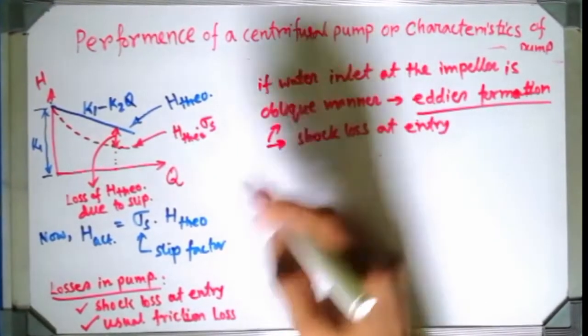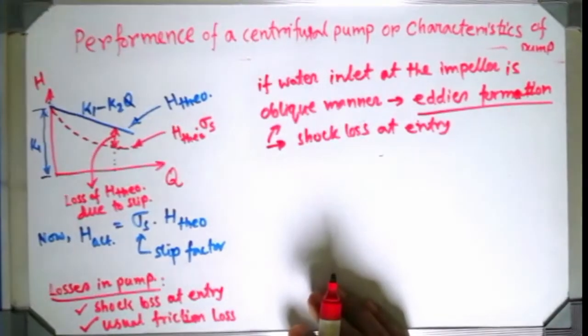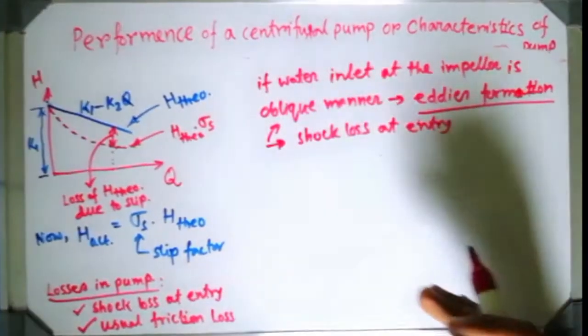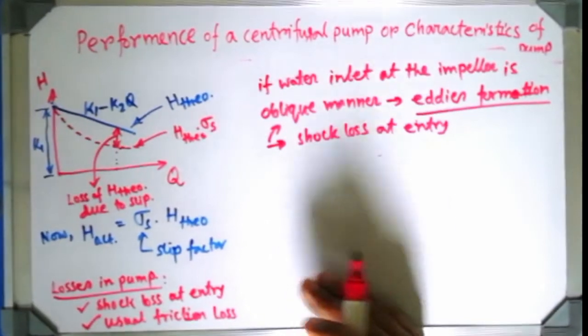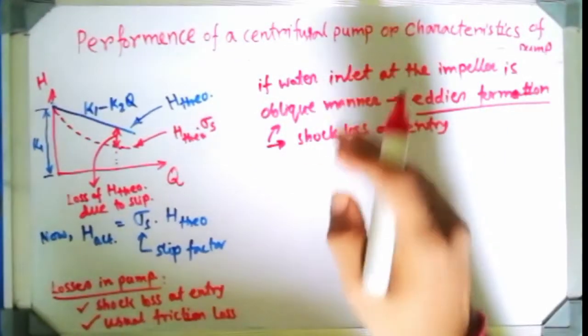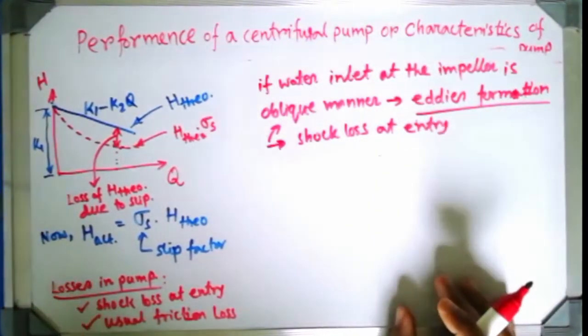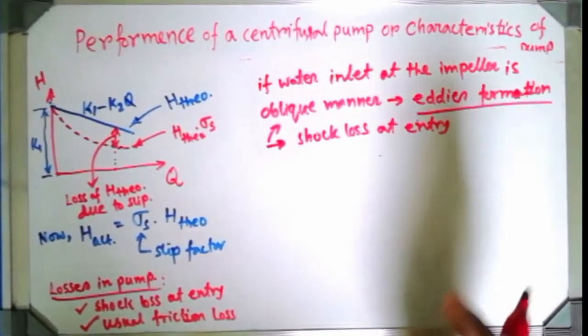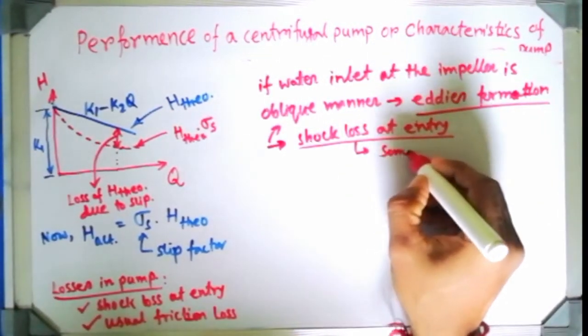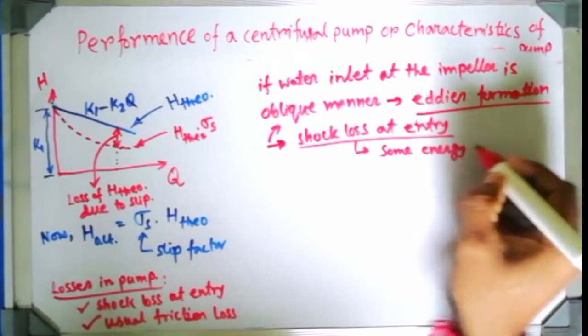That kind of loss occurs if the water enters in an oblique pattern, because we always want the water to glide over the blade smoothly. But if it enters at an angle, that smooth gliding won't occur, and eddy formation will take place if this kind of oblique entry is there. That loss is known as shock loss. And due to shock loss, obviously some energy will be wasted.